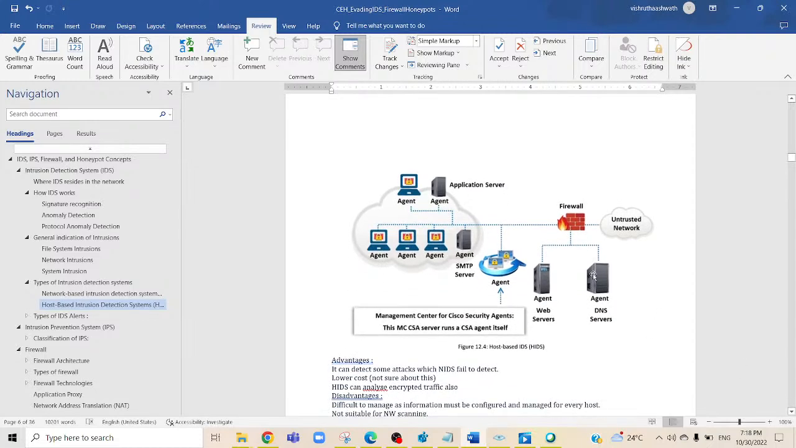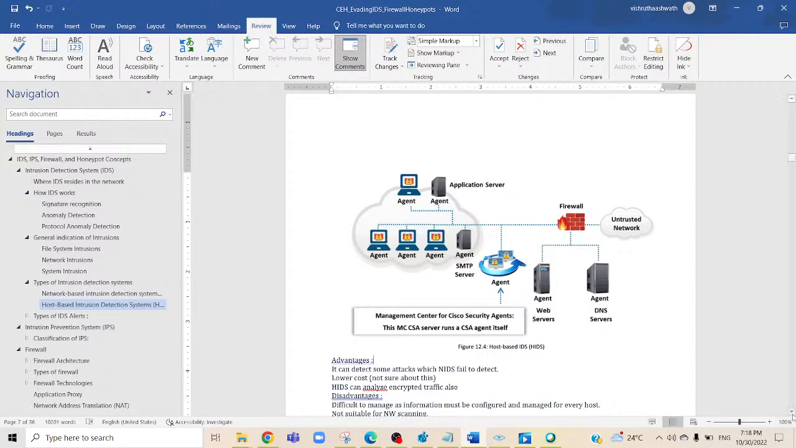As you can see in the diagram, here we don't have an IDS near the firewall. But this HIDS will be present for each PC. It can be present on each node, each device, each machine.